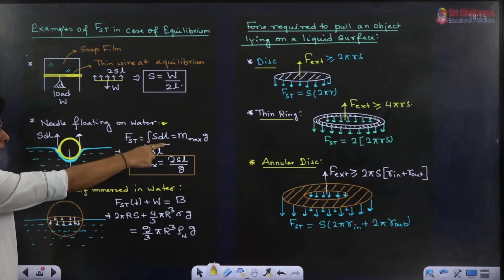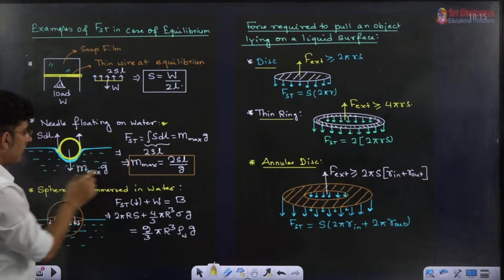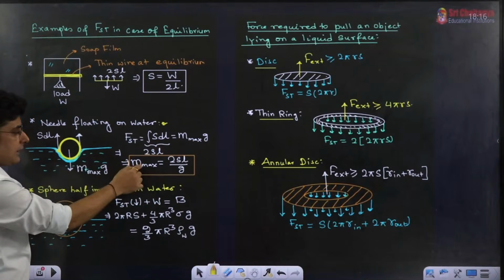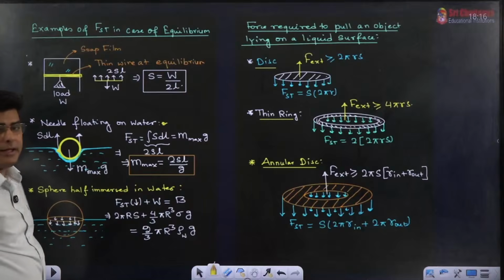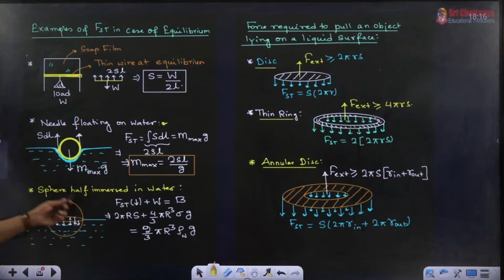So 2SL will balance mg, so the maximum weight that can be balanced over here, m max, will be 2SL by g. Then we have a sphere which is immersed. There is a difference: it got immersed, means it went inside, so there is buoyant force also acting. Now once it is immersed, surface tension will pull it down. So I have shown the force due to surface tension.